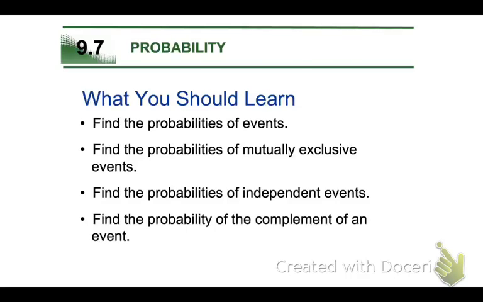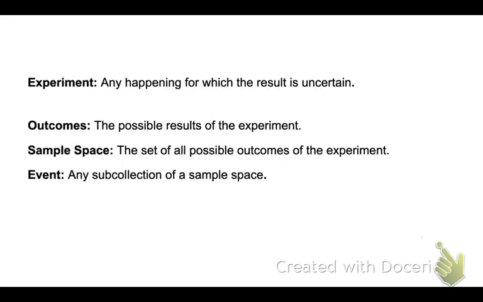Section 9.7, probabilities. So we're going to put things together from what we've been doing, the ways we can count things in order to find the probability. The counting is still going to be an issue. The permutation, combination type stuff will be.